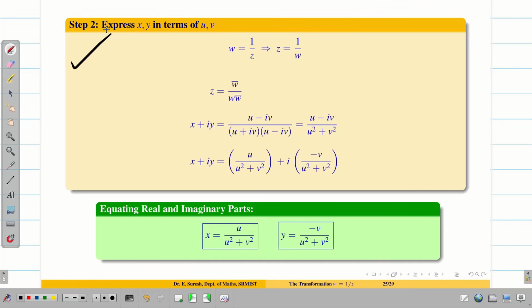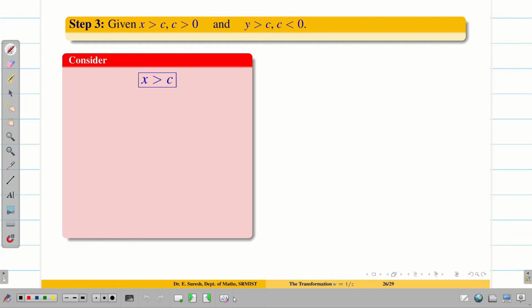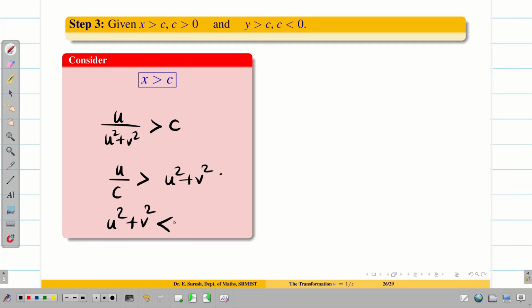Up to step 2 is common for all the problems under the transformation w equal to 1 by z. Now we found x and y in terms of u and v. Next we have to deal with the question. At first we take x greater than c. X is u by u square plus v square, that is greater than c. So now simplifying this, we get u by c greater than u square plus v square, rewriting this as u square plus v square less than u by c. Finally, I can write this as u square plus v square minus u by c less than 0.